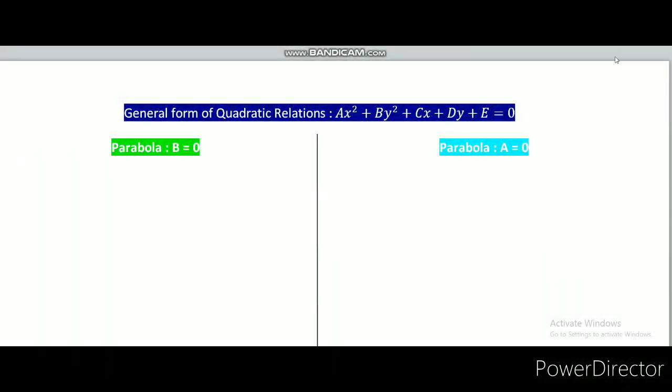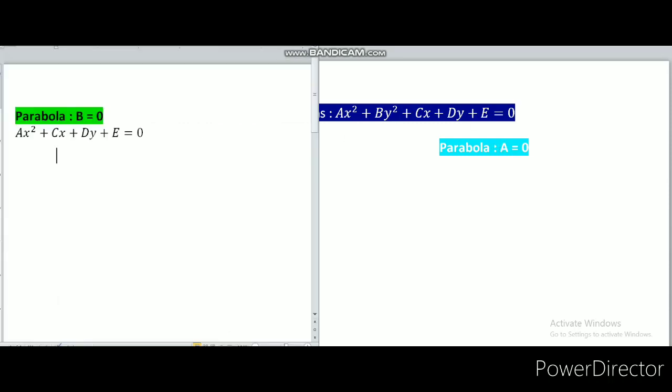Okay, now let's discuss quadratic relations that will shape a parabola. We are still talking about the same general form of quadratic relations, but when I put b equals 0, it will shape a parabola, which will have a different orientation when I put a equals 0. So let's go head to head into this situation.